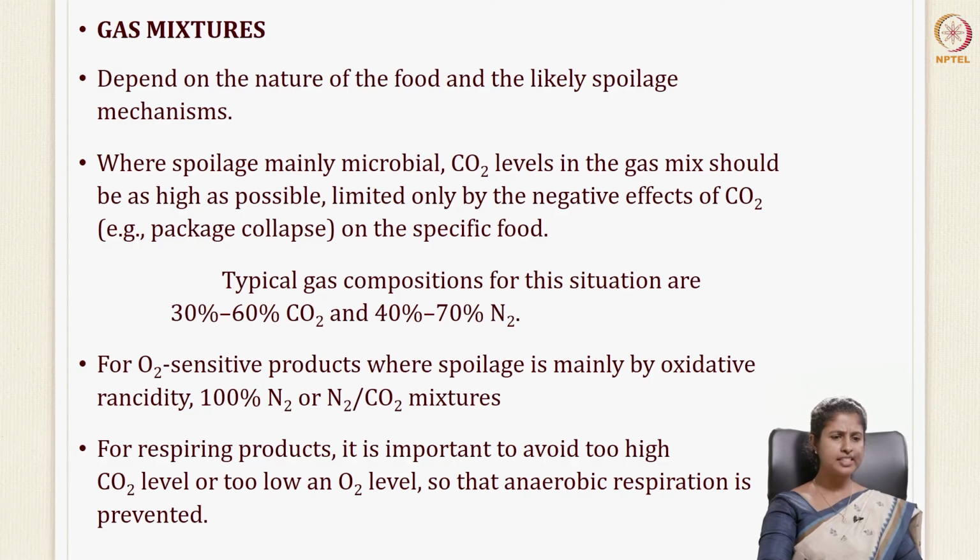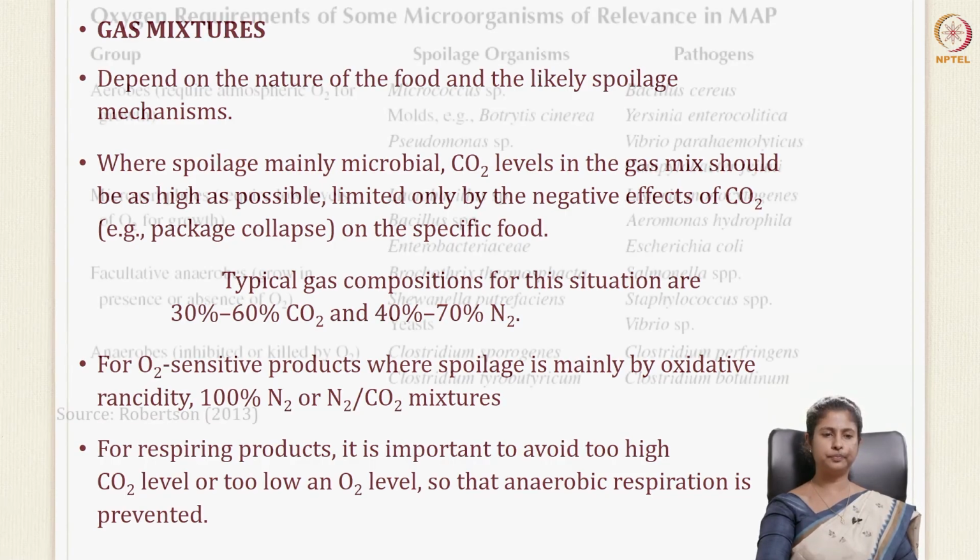If it's an oxygen sensitive food where spoilage is mainly by oxidative rancidity, completely eliminate your oxygen and go in for 100% nitrogen or a combination of nitrogen and carbon dioxide. For respiring products, as I've told, for any horticultural products, fruits and vegetables, never go for completely 0% oxygen. You need to have some level of oxygen so that the respiration can continue.